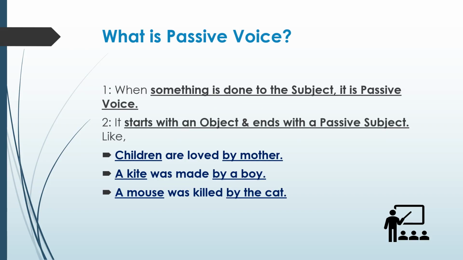What is passive voice? Number one, when something is done to the subject, it is passive voice. Number two, it starts with an object and ends with a passive subject, like: children are loved by mother, a kite was made by a boy, a mouse was killed by the cat.